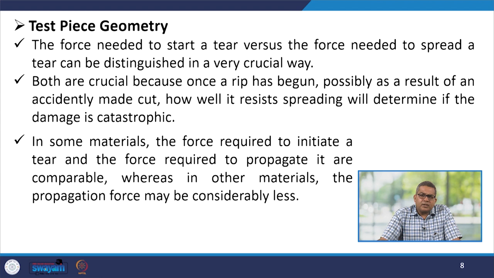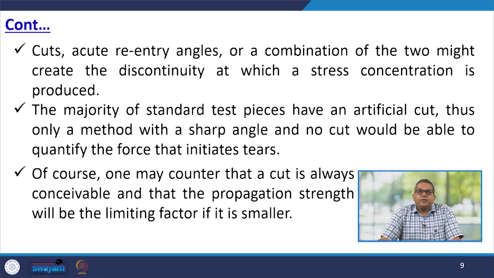Let us talk about the test piece geometry. The force needed to start a tear versus the force needed to spread a tear can be distinguished in a very crucial way. Both are crucial because once a rip has begun, possibly as a result of an accidentally made cut, how well it resists spreading will determine if the damage is catastrophic. Now, in some materials, the force required to initiate a tear and the force required to propagate it are comparable, whereas in other materials, the propagation force may be considerably less.